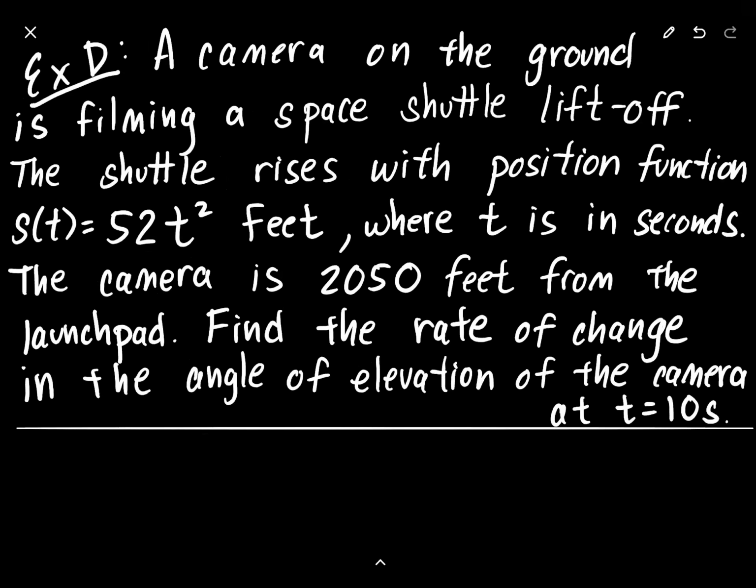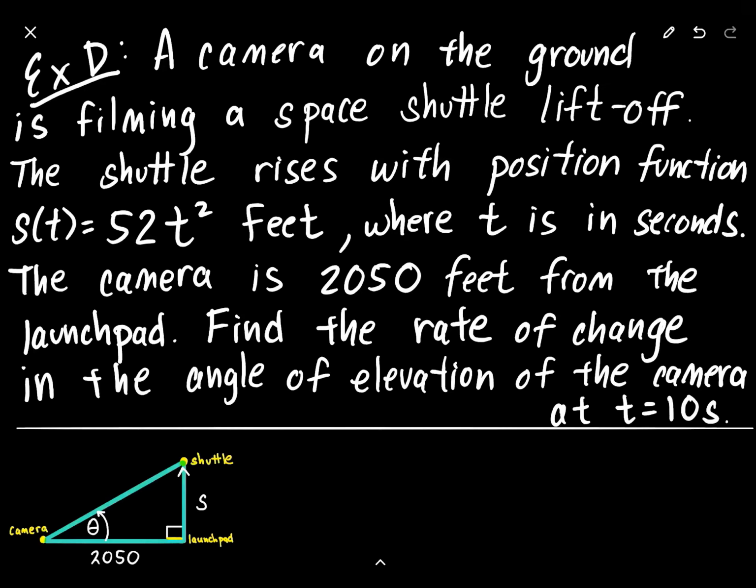In the next example, a camera on the ground is filming a space shuttle liftoff. The shuttle rises with position function s of t in feet, where t is in seconds. The camera is 2,050 feet from the launch pad. Find the rate of change in the angle of elevation of the camera when t is 10 seconds.